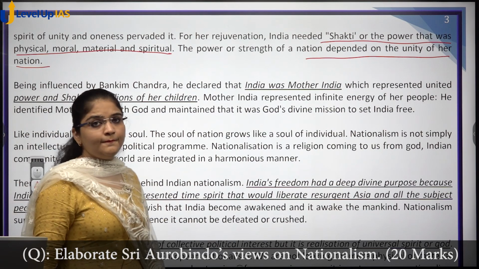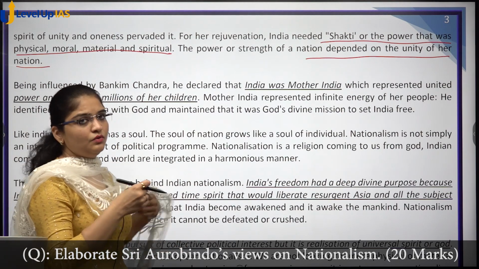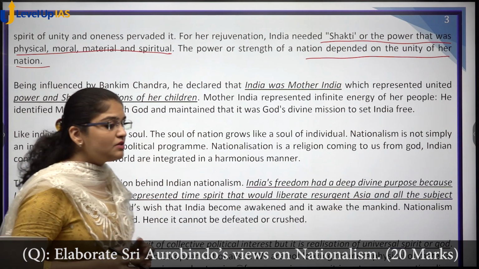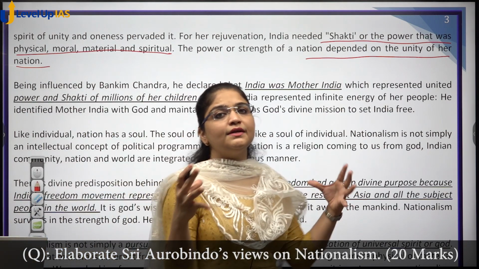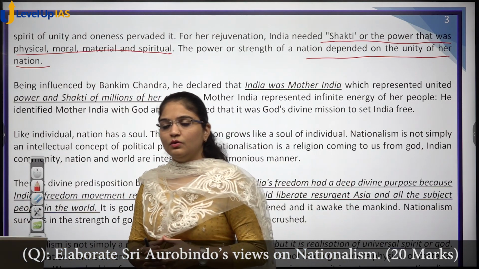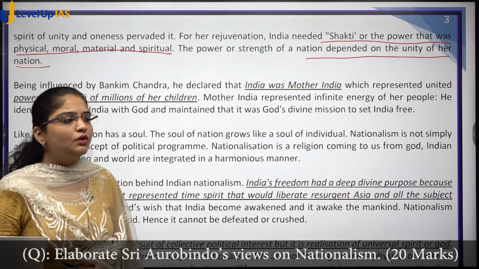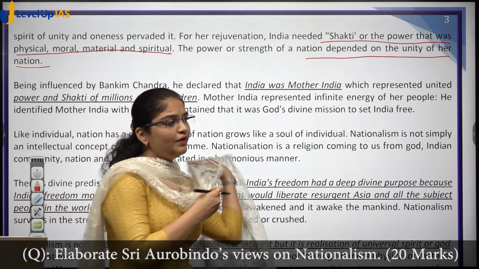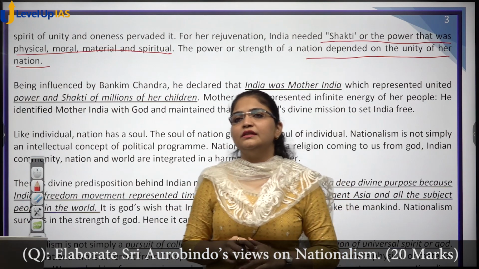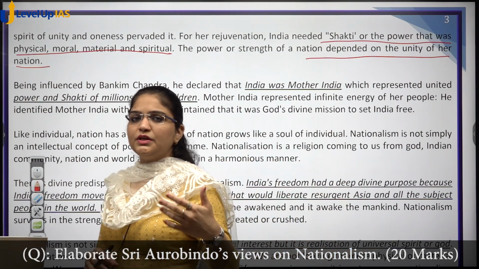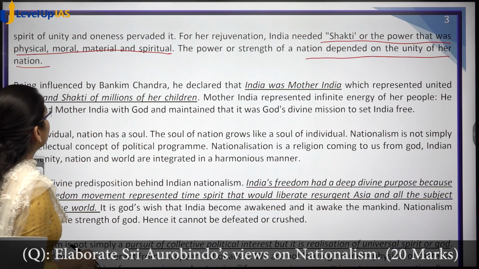What was the need? We needed a Shakti, okay, and that particular Shakti allowed all of us to come together. This unity was not only in the physical sense of fighting the British, or only the material sense, it was also in the spiritual and moral sense, okay, right.